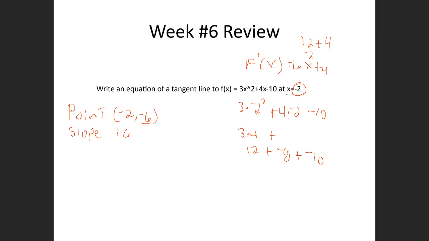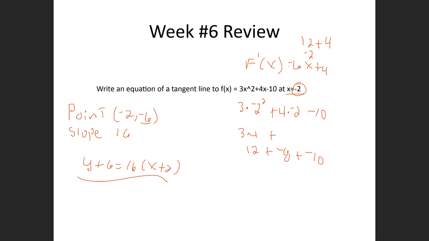Do not, and this is, some kids have been writing this in slope-intercept form, and it's like, man, they're doing a whole lot more work than you have to. Point-slope form is the easiest form here. So I'm just going to rewrite this as y plus 6 is equal to 16 times x plus 2. Done. That's it. I don't have to go any farther. I do not have to write it in slope-intercept form. You can leave all of your answers in point-slope form. So just leave it just like that, and you are done with that problem. All right. Any questions with that?